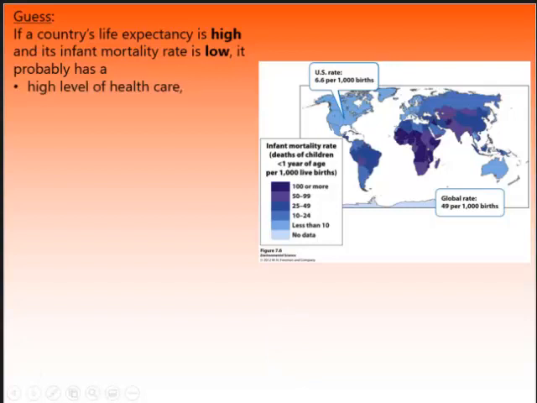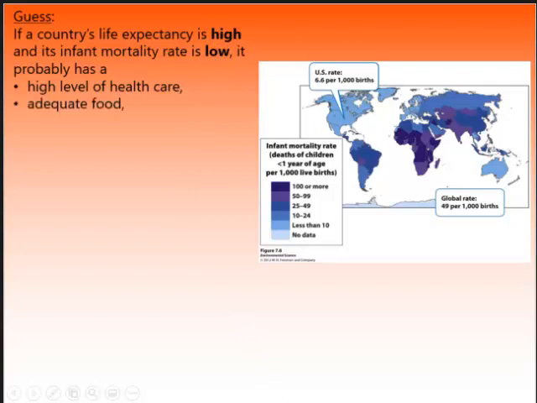Okay, so actually before we do that, a country's life expectancy is high, and infant mortality is low if it has a high level of healthcare, right? So think about this for a minute. If we live long and our babies don't die, that's what that means. It's probably because we have a lot of healthcare. Pause this and try and guess what are some other reasons why a country might have a high life expectancy and a low infant mortality. Then unpause to see the answers.